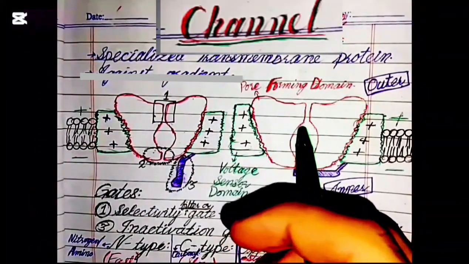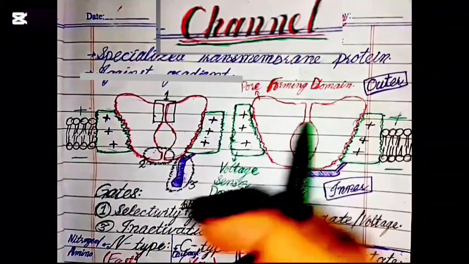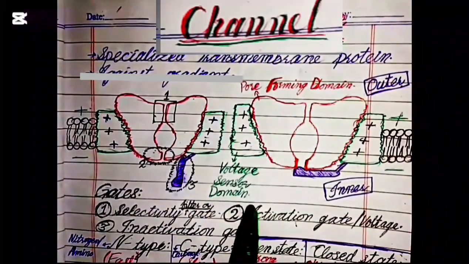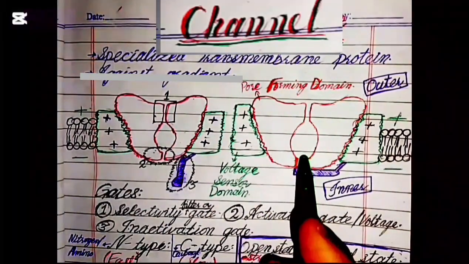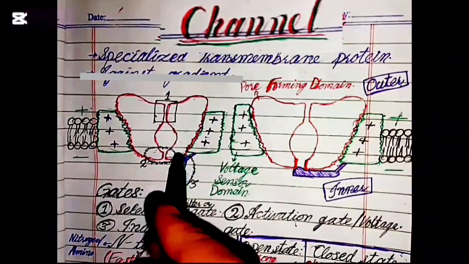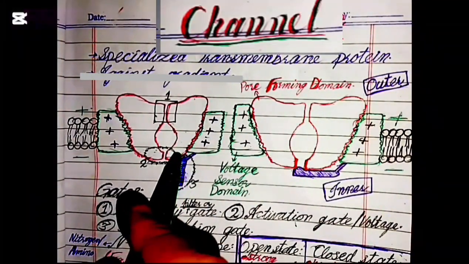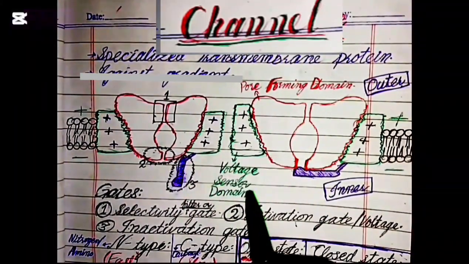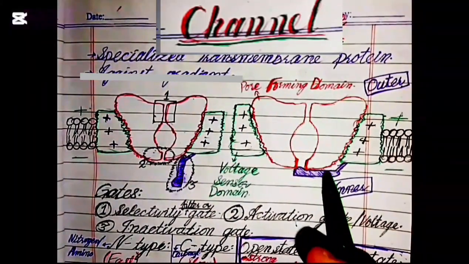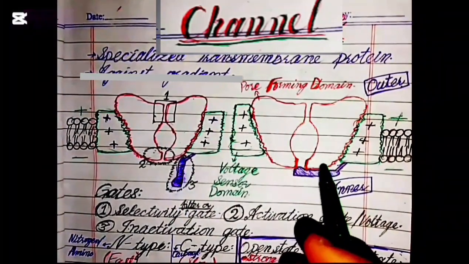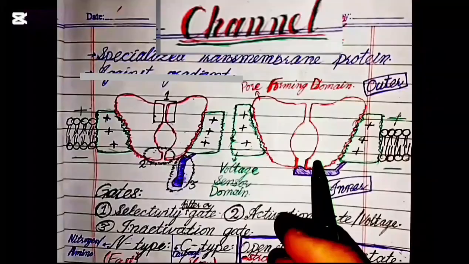Now there are different parts of the channel. For example, the first part is that one. This is the selectivity filter, or we can also say selectivity gate. And this one is the activation gate, or we can also say voltage gate. And there are N and C type channels. In N type, this one is the inactivation gate, and this one and this one. And in C type, the inactivation gate is present inside the activation gate.